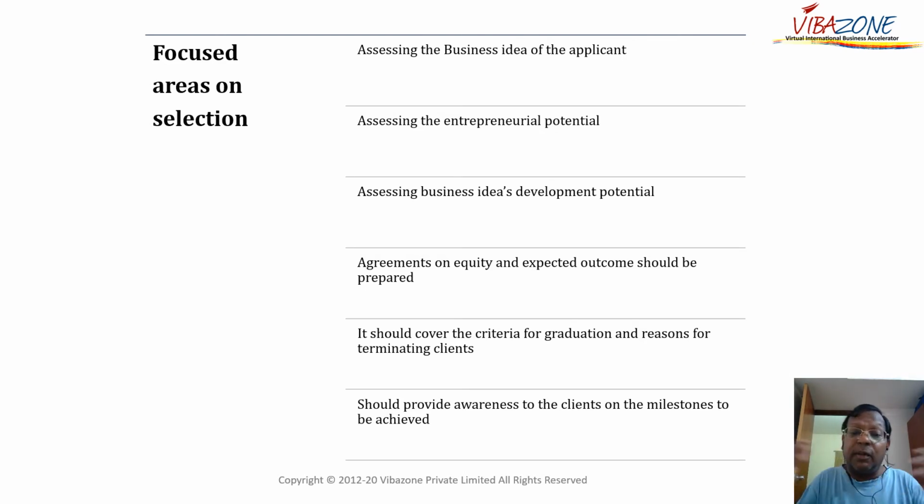Graduation is good, termination is bad. So we need to be able to explain these to them and focus on the selection, so we have more graduation and less termination. We should provide awareness to the client on the milestones to be achieved. So it's very, very important. The incubatee should understand its milestones and they should deliver the milestones.